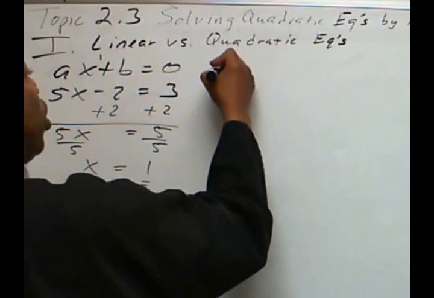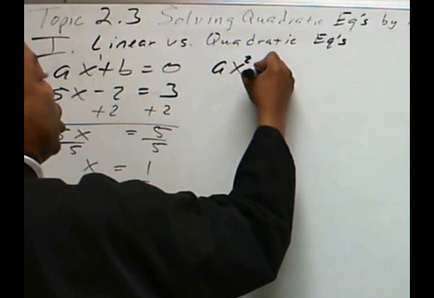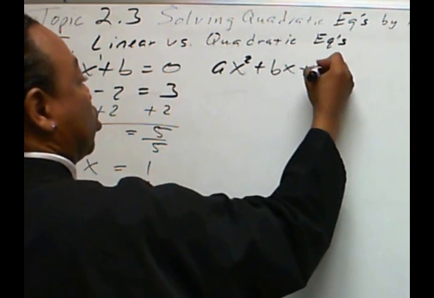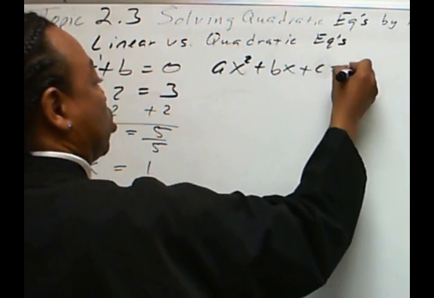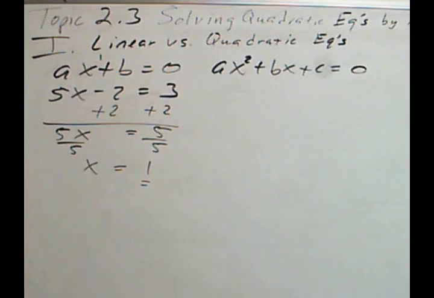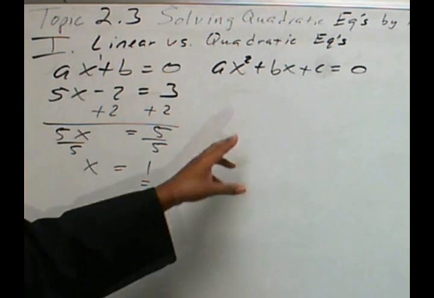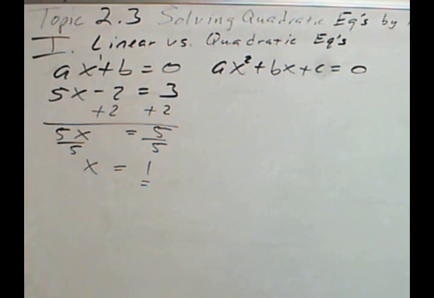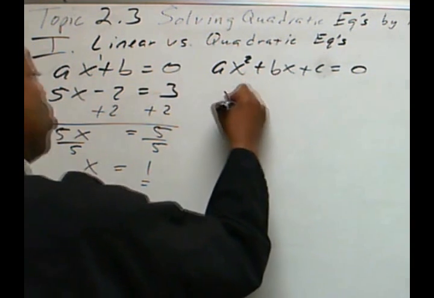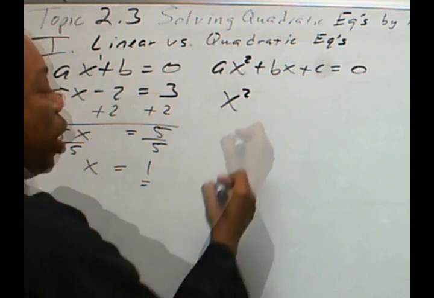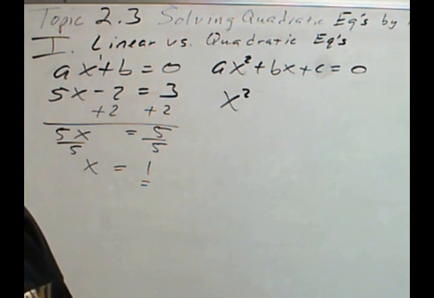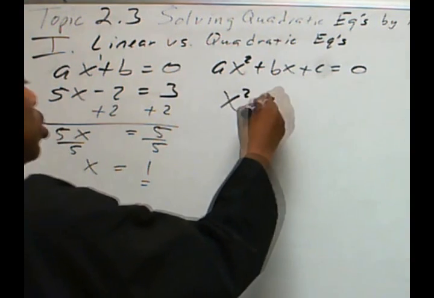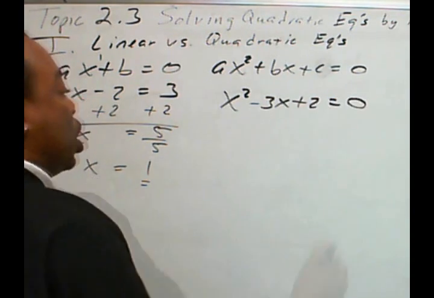Now, the general form of a quadratic is this. This is the general form of a quadratic equation, where the highest power is 2, and that's what makes it a quadratic. So an example would be 1x squared minus 3x plus 2.